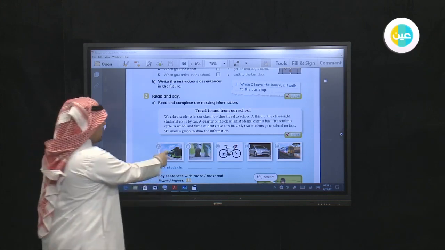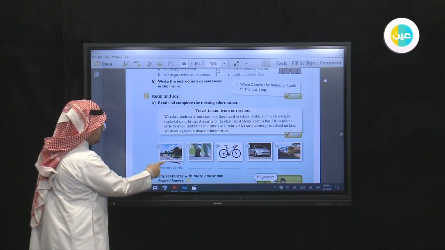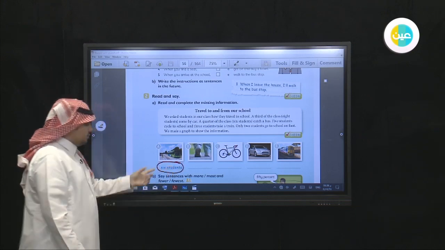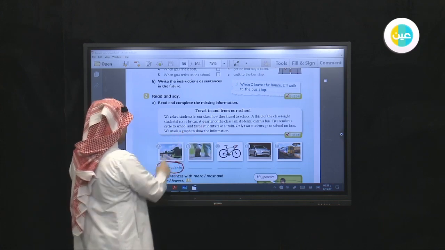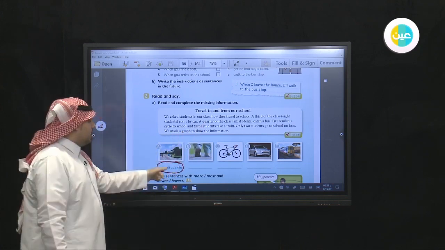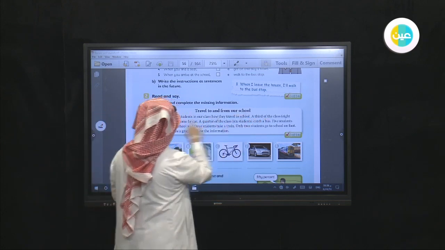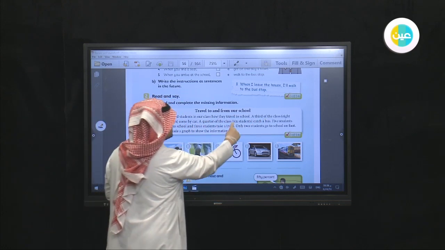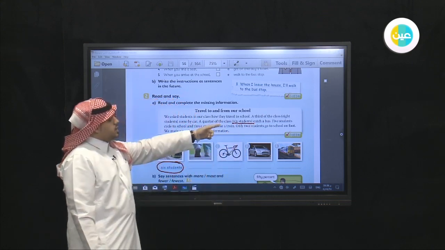Okay, I have the story and I have the picture. The first thing I do, I don't know the information about the story. I don't know anything about it. Okay, I'm gonna see. I have 5 pictures. I have something written here: 6 students. Okay, we have here 6 students. Where are the 6 students? I'm gonna look now. I have here 8. What else? I have here 6 students. Now I have the 6 students.